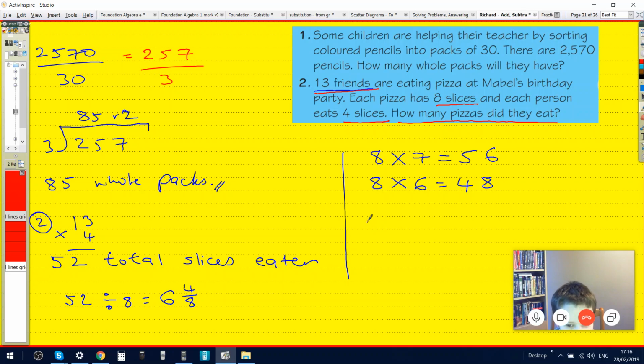What fraction is the same as 4/8? 1/2. And so how many pizzas did they eat? 6.5 pizzas. Yes. Any questions about that? No, I don't have any.